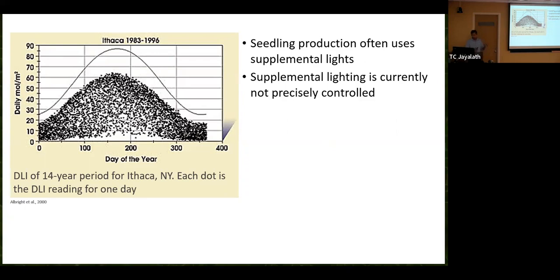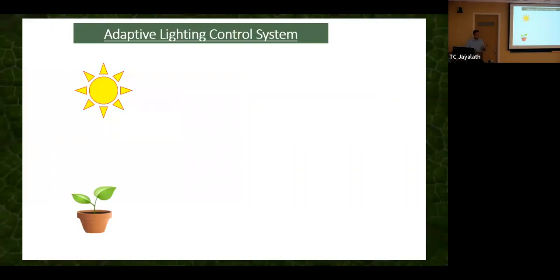Or some growers provide a minimum, a small dim light level throughout the photoperiod in addition to the sunlight without control, because of not having enough sunlight on some days. But we wanted to develop a controlled lighting system called an adaptive lighting control system. With this system we want plants to get the same light level every single day, the same DLI every single day, regardless of the weather changes.